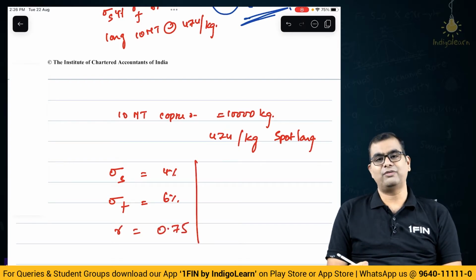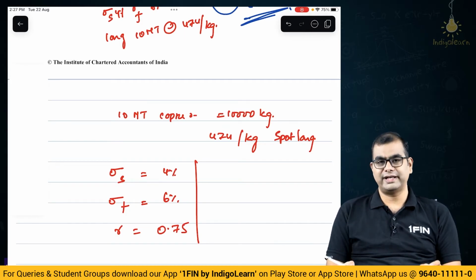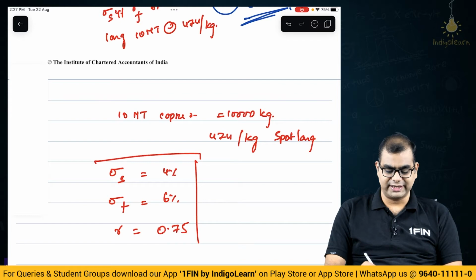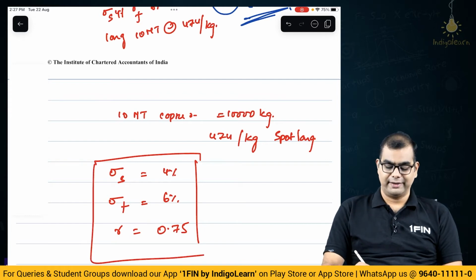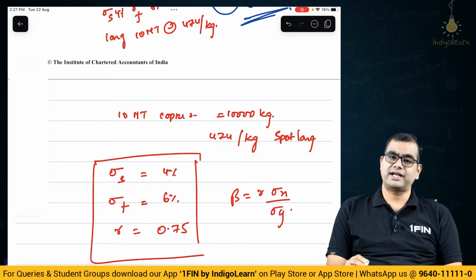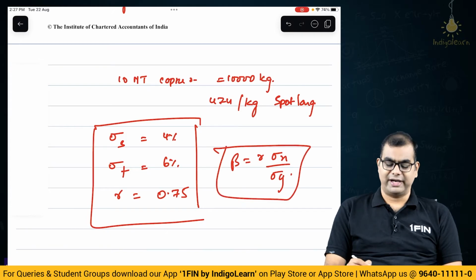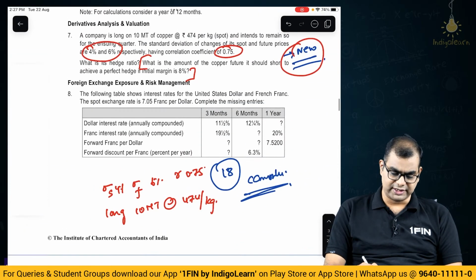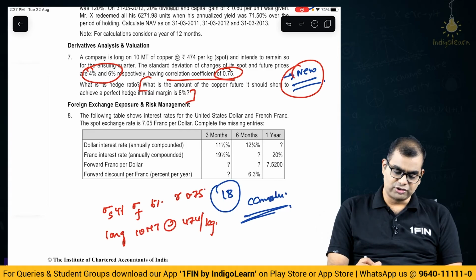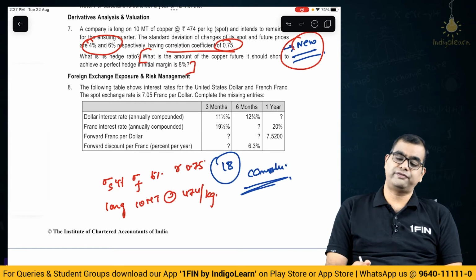When you see these three, what is the number that you are getting? Is there any formula that uses these three numbers that comes to your mind? Beta is equal to rho into standard deviation X by standard deviation Y. What is beta? The amount of change that happens in an asset versus the change that happens in the market. So we can compute using this formula, and here they are calling it the hedge ratio, correct? That is exactly what they said. Having correlation coefficient of 0.75, what is the hedge ratio? So you have to figure out how many futures.